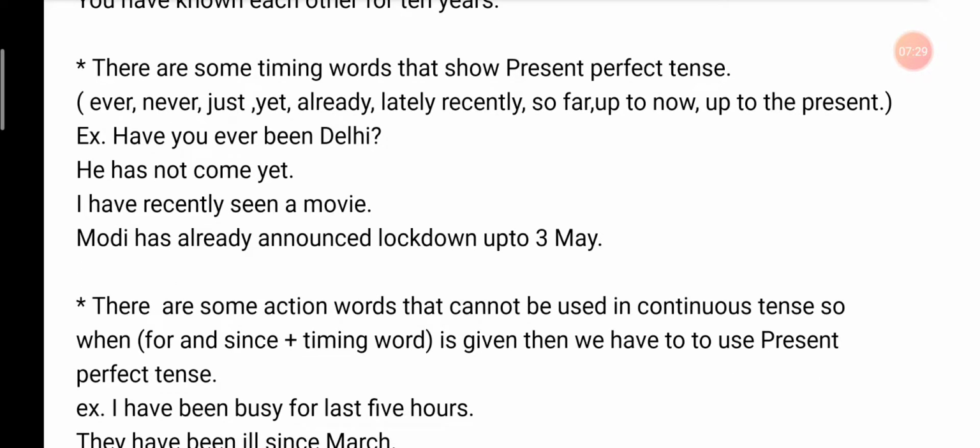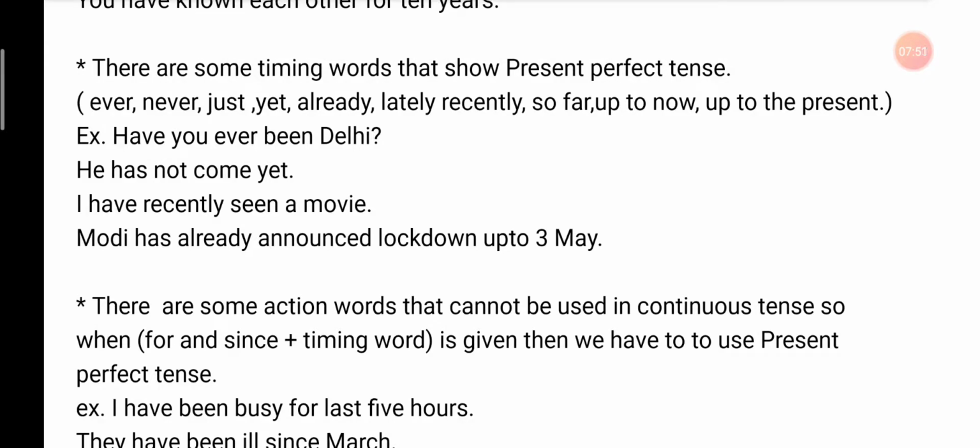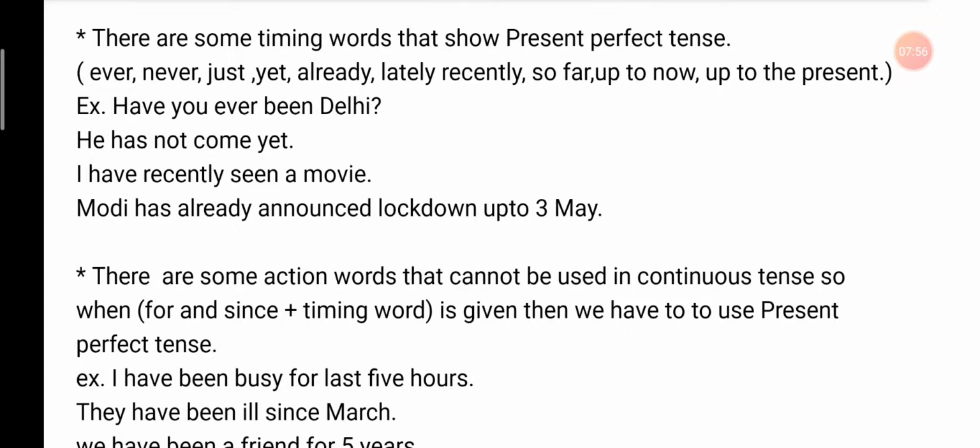Now see the timing words of present perfect tense, such as ever, never, just, yet, already, lately, recently, so far, up to now, up to the present. These are the timing words that denote present perfect tense.